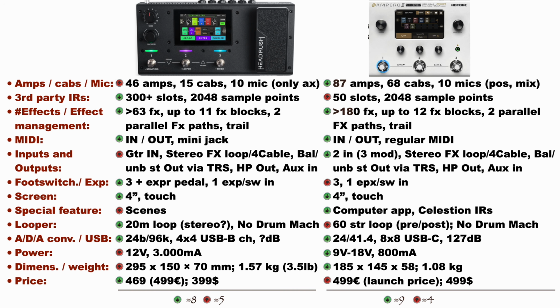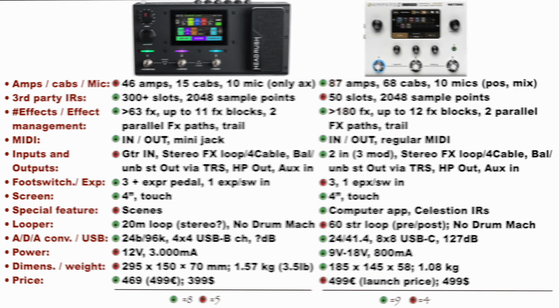Obviously, this is just a technical comparison without considering that each feature could have a different importance for you. And so for instance, you could prefer the MX5 for the longer loops or the scene management availability, or you may prefer the Stomp for the computer app availability or the double input. But if you just algebraically sum the reds and greens, the Stomp is just a tiny bit better. Let's now hear some more sounds.